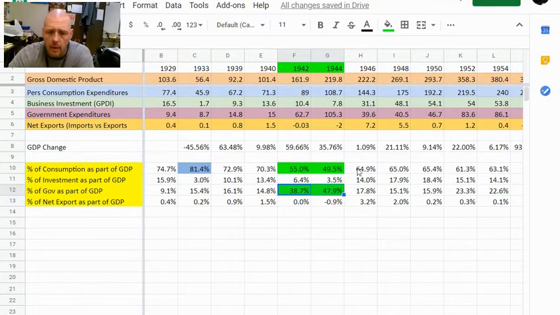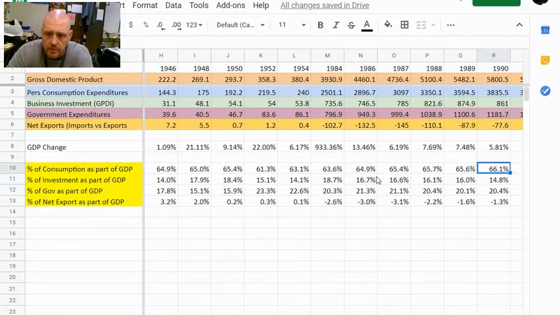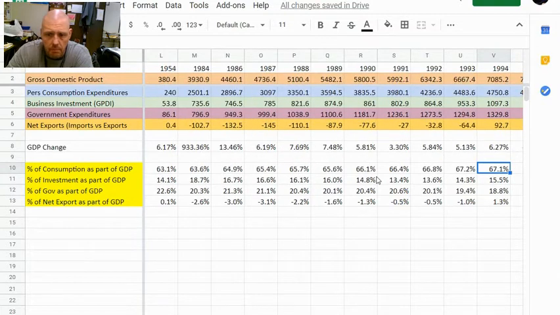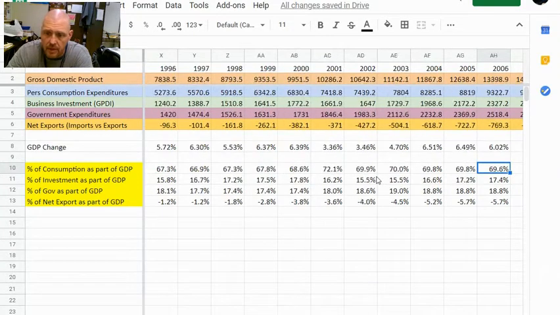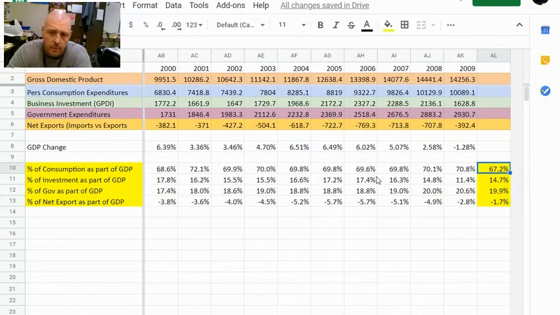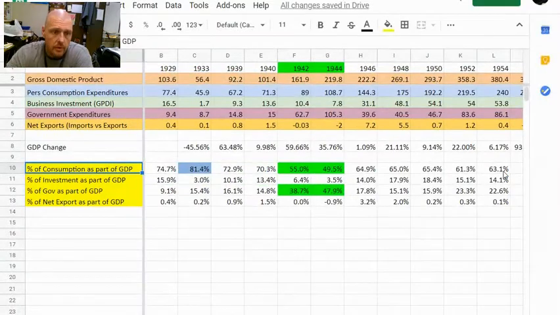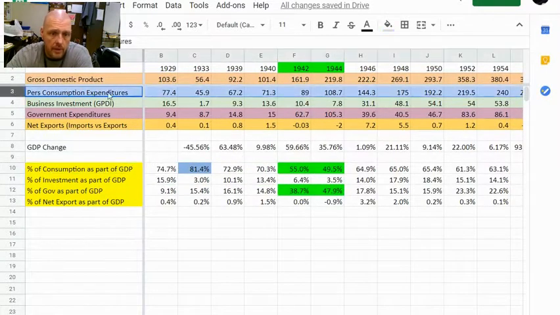But if we look at all of our other years from 1929 to 2009, we're pretty solid as a percentage of GDP, middle 60s to kind of 70% of our GDP. And then I, being the math dork I am, averaged it out, and the average over all those numbers was about 67%. We crunched the numbers on our blue color here, personal consumption expenditures, just did that.